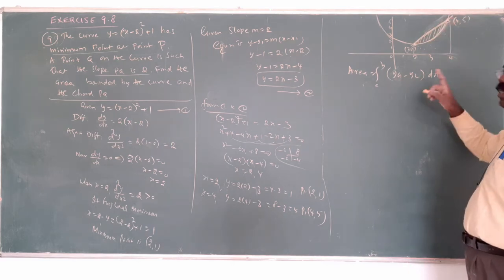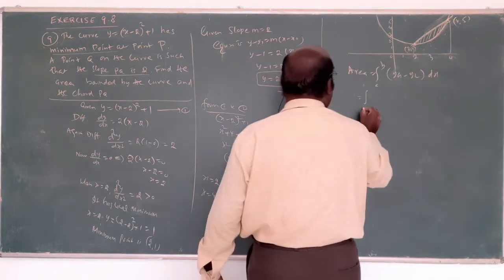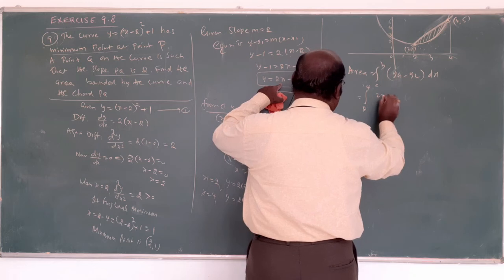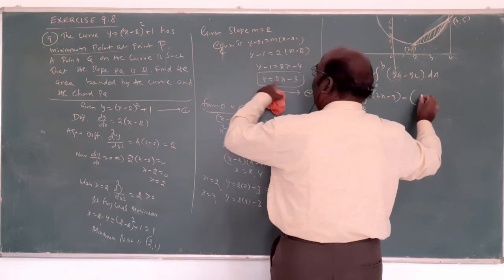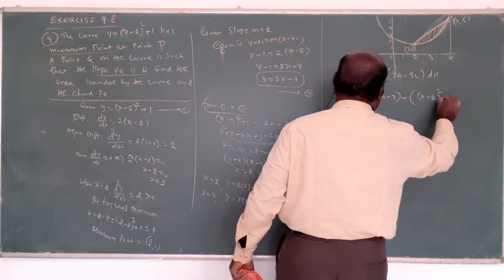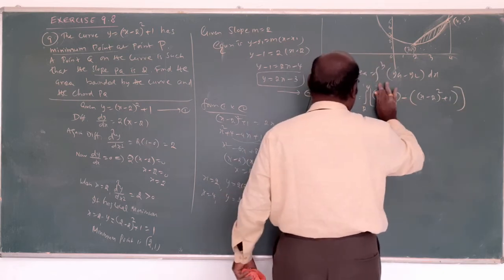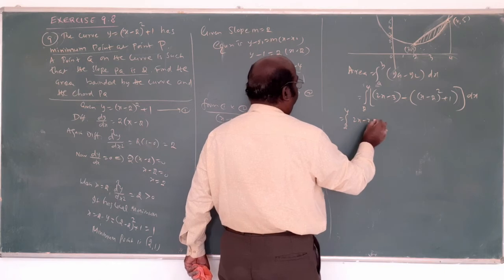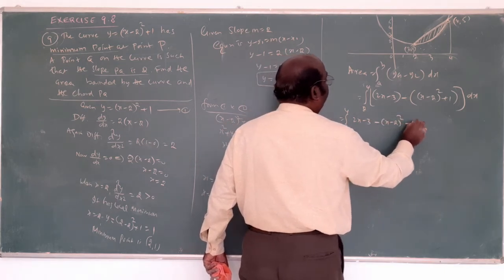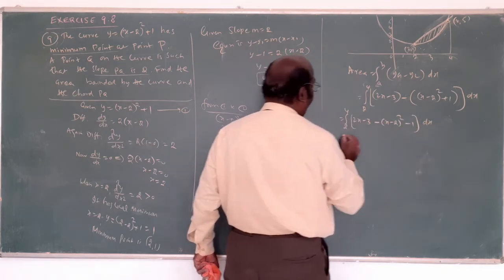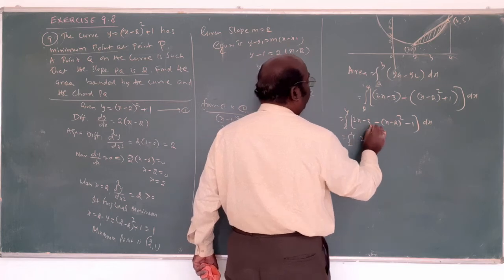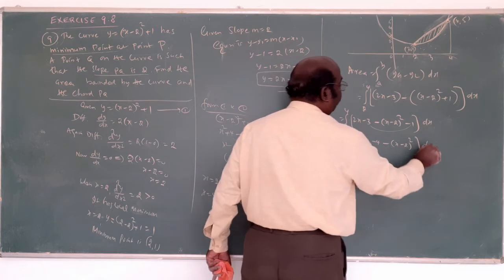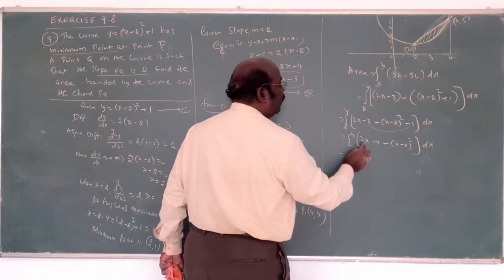That's why the formula is y minus y, and the limit is 2 to 4. Am I right? The side line is 2x minus 3, minus the parabola, which is (x minus 1) square plus 1. Now from 2 to 4: 2x minus 3 minus (x minus 2) whole square, here minus 1, simplified. 2x minus 4, here minus (x minus 2) whole square. Am I right? Now integrate with respect to x.